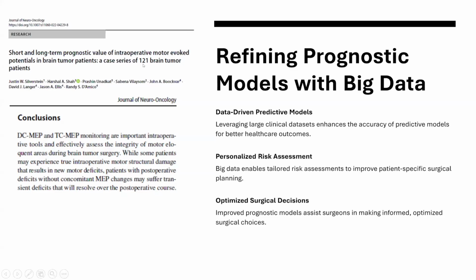This is one of our papers that we published a few years ago. This was actually the largest case series, 121 brain tumor patients, that was ever performed, looking at the short and long-term prognostic value of motor evoked potentials. And we concluded, while some patients may experience true intraoperative motor structural damage that results in new motor deficits, patients with postoperative deficits that don't have motor evoked potential changes usually suffer transient deficits that will resolve over the postoperative course.